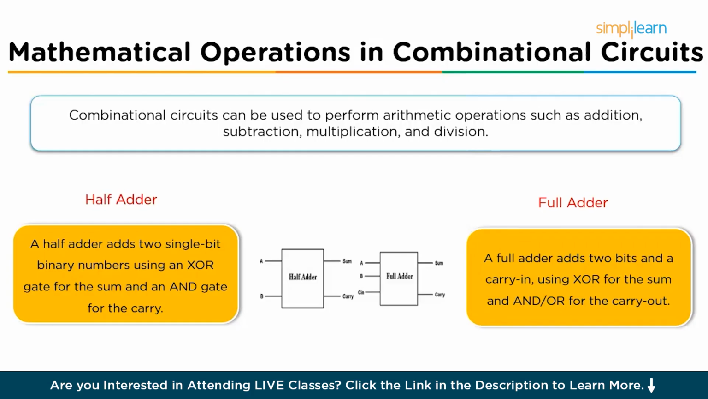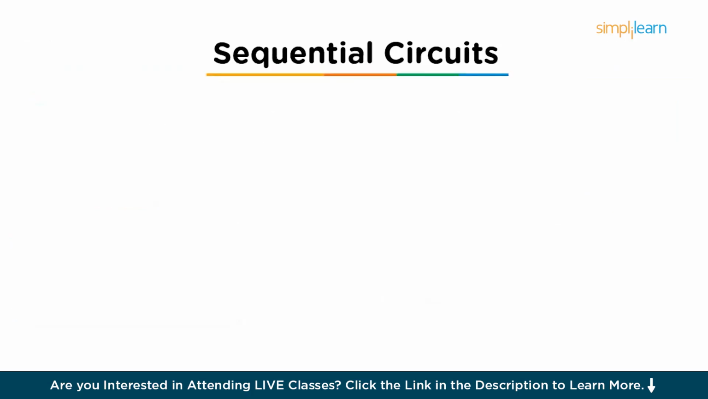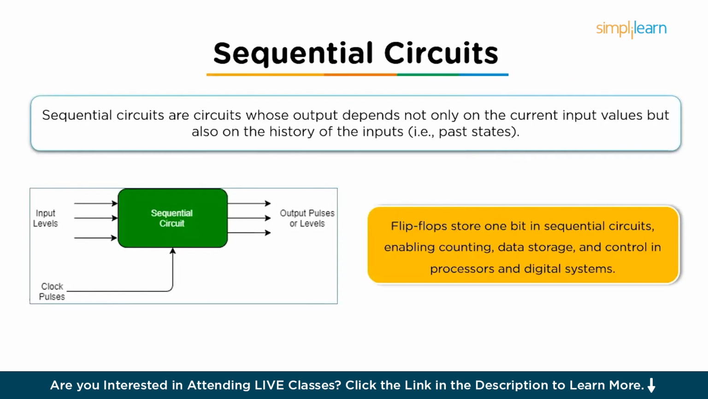So after understanding the combinational circuits, let's jump into the sequential circuits. So what are sequential circuits? Sequential circuits are circuits whose output depends not only on the current input values but also on the history of the inputs. This means that sequential circuits have memory elements that allow them to store information about previous inputs. These circuits can remember their previous states and use this information to influence future output.